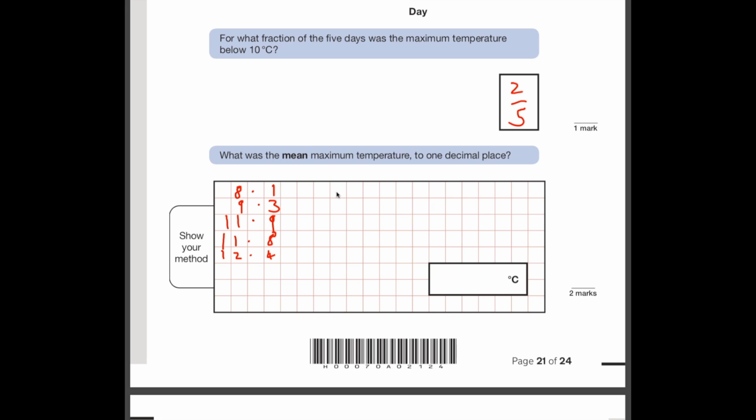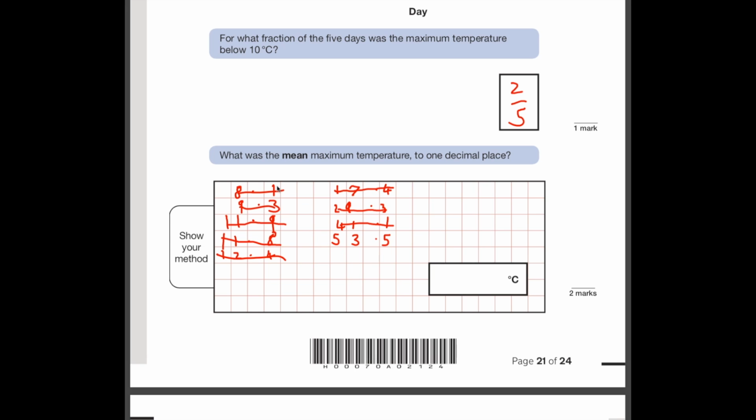So let's have a go at working that out then. 8.1 plus 9.3 would be 17.4. Get rid of those now. 17.4 add 11.9 would be 29.3. Don't worry if you can't do this in your head. Do a written method if you can't. 29.3 add 11.8 would be 41.1. And finally 41.1 plus 12.4 is 53.5.